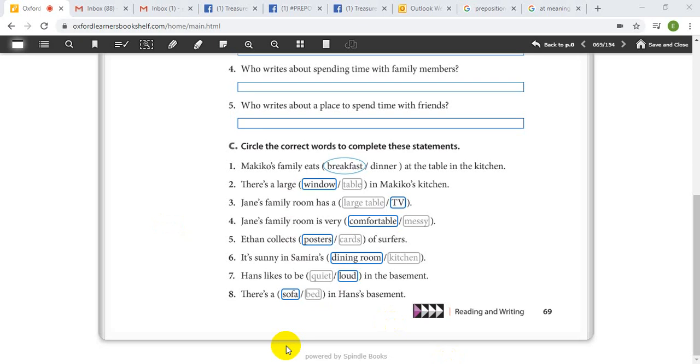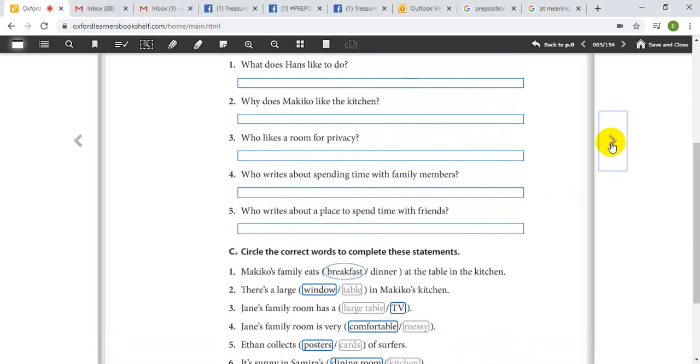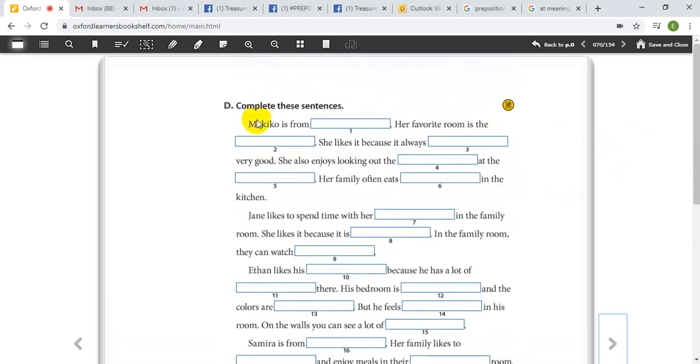Alright, so now let's have a look at the correct answers. So these are the correct answers. Okay, so I hope you all have correct answers. Now let's go to the next page, page 70, activity D. Now you have to complete these sentences.